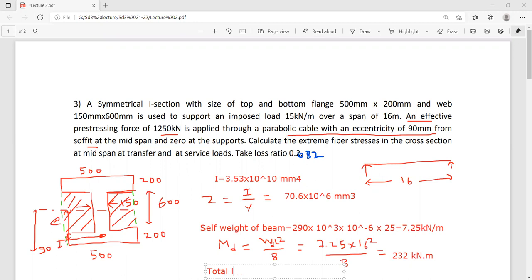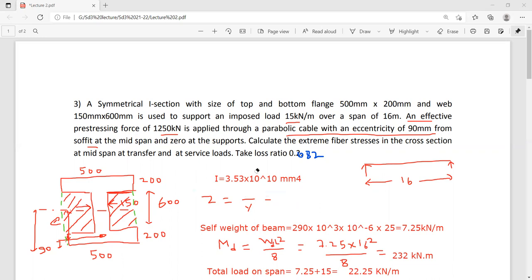Total load on span is equal to how much? First of all, 7.25 plus 15 kilonewton per meter. Okay, so the superimposed load is given here. In the example, it is mentioned as 15 kilonewton per meter. So how much total load? 7.25 plus 15, so it is 22.25 kilonewton per meter. Okay, so this one is the total load on span.